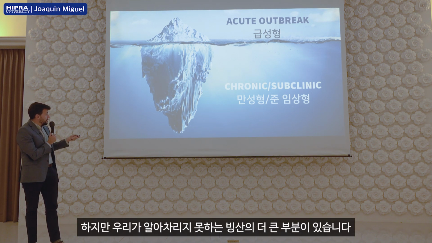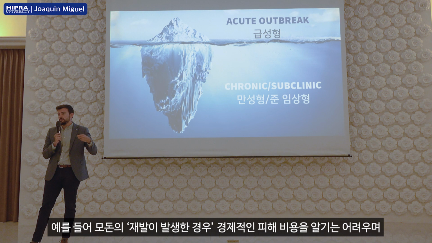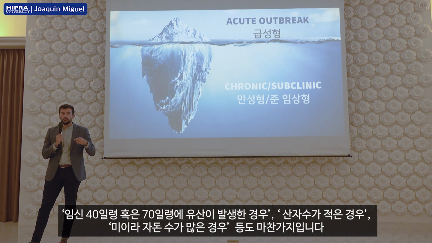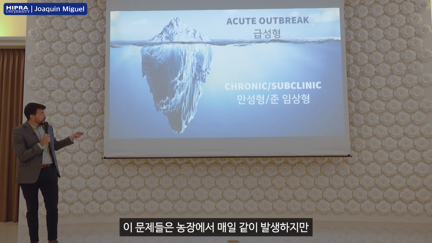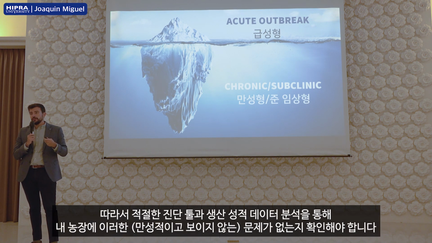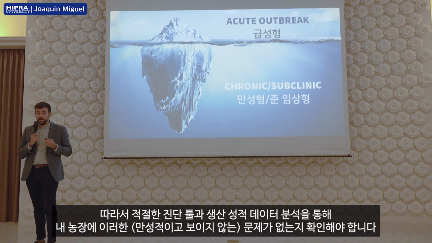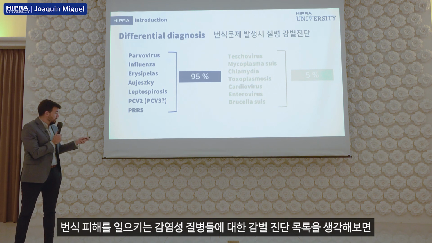But then we have the biggest part, those problems or disorders that we are not aware of, that are causing chronic or subclinical losses. For example, think only of how many sows are returning to estrus that we don't know the cause of, or abortions of one sow at 40 days of gestation or 70, or a litter with a low number of piglets, or a litter with a high number of mummified piglets. These are problems that we can find daily in the farms, but are not acute, are very chronic, and we need some diagnostic tools to be aware of them, or also a deep data analysis to diagnose these problems.